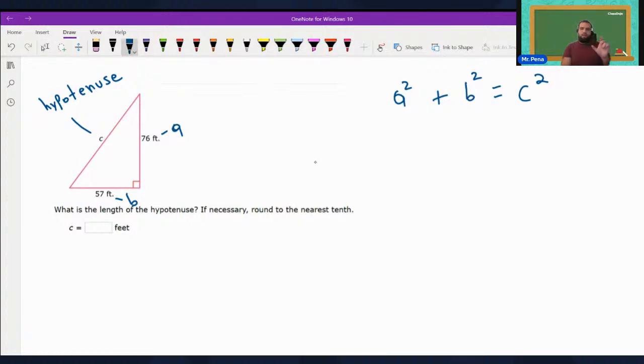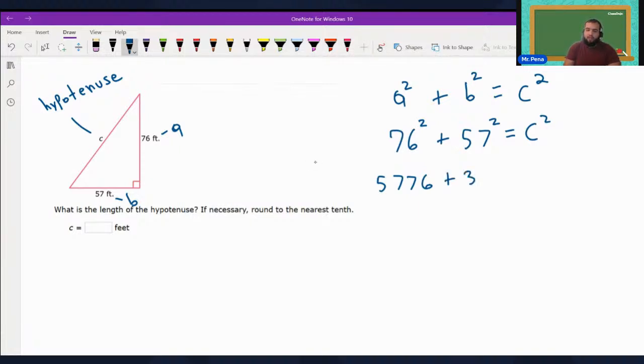So, A is 76 squared, B is 57 squared. What is C? Well, 76 squared is 5,776. 57 squared is 3,249. This is easy. We can just add, 9,025 equals C to the power of 2.